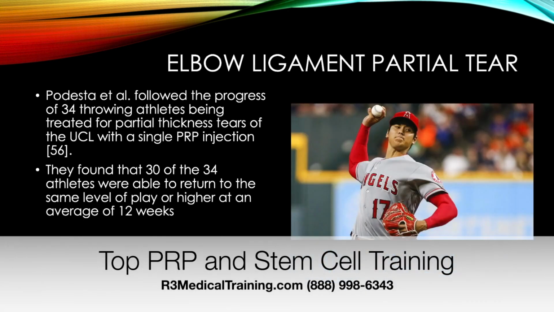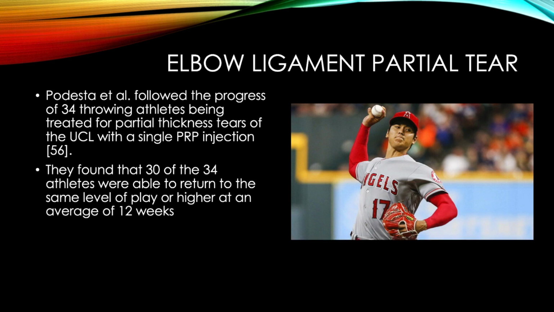All right, so partial tears of elbow ligaments. In the major leagues, this is the ulnar collateral ligament, right? And then a lot of times if you have a significant tear in that or a full tear, the pitcher goes on to need Tommy John surgery. However, it may not be necessary with PRP. So Podesta et al. followed the progress of 34 throwing athletes who had partial thickness tears, who only had a single PRP injection, and 30 of them were able to return to the same level of play or higher within a few months. So as opposed to being out for a whole year with a Tommy John surgery, potentially you can avoid it.